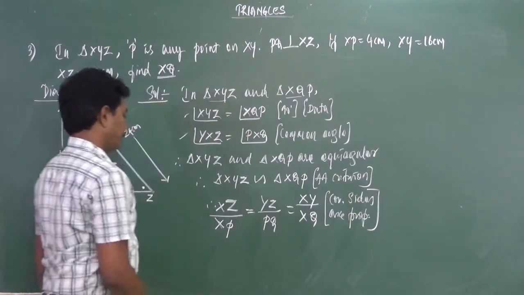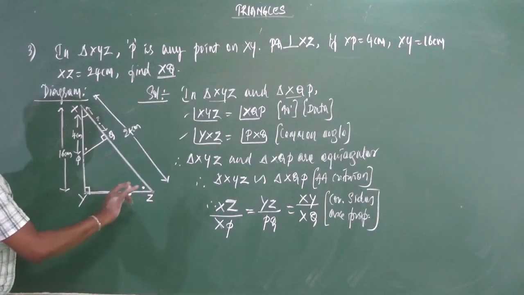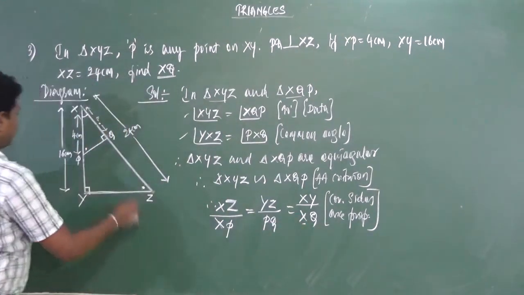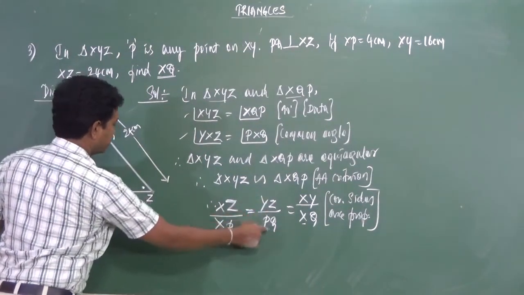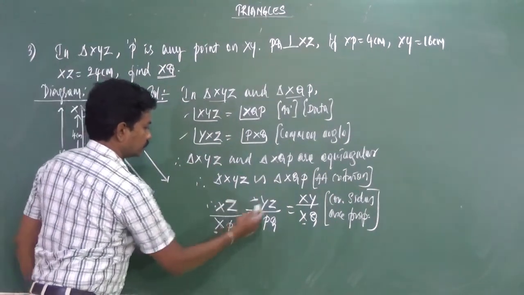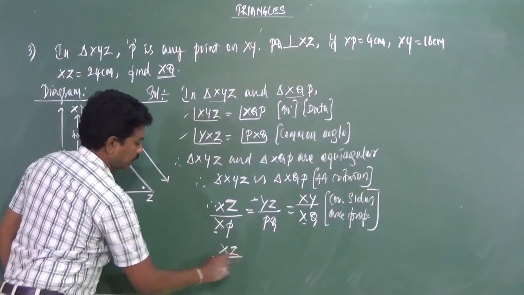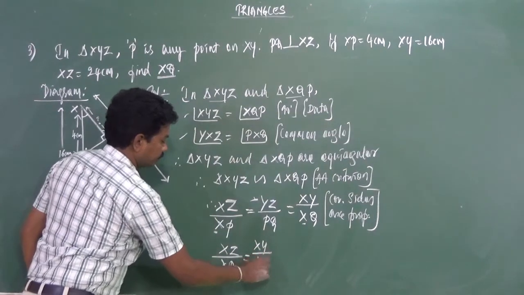Okay, so let us see which ratio we will ignore. XQ we need, so this ratio is required. XP is required, so this is also required. YZ by PQ, let us ignore this, and we will consider only these two ratios. So XZ by XP is equal to XY by XQ.